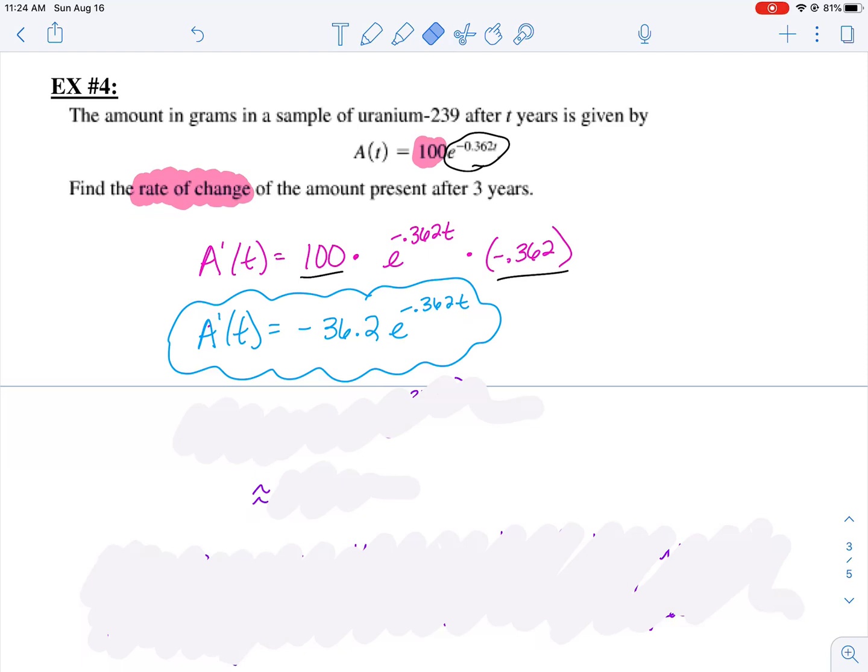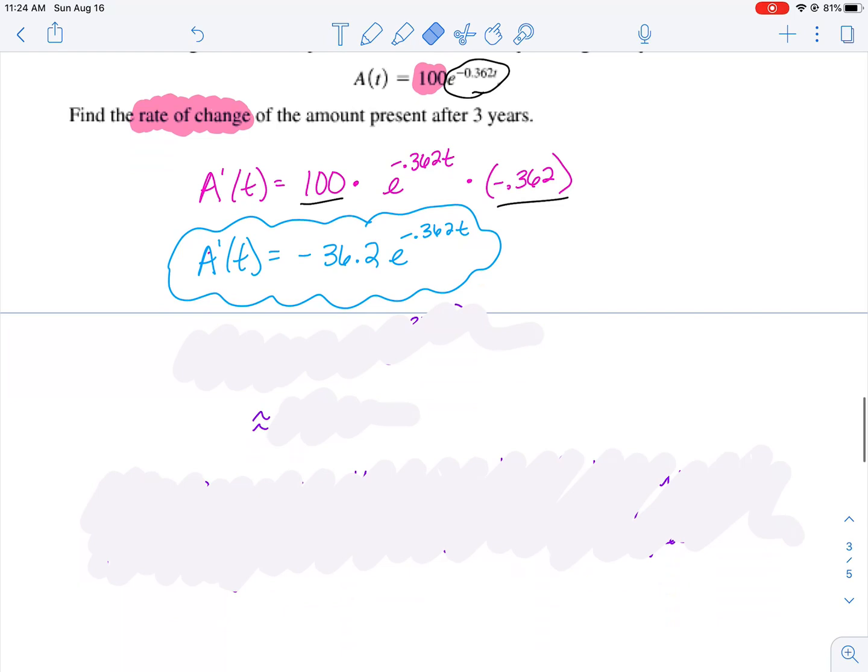How is the amount of uranium changing? Is it growing or is it decreasing? It asks us specifically to find the rate of change after 3 years. So as soon as 3 years hits, what's happening with the amount of uranium? Is it getting more or is it getting less? That means I'm going to take 3 and plug it into my derivative so I can figure out the rate of change at 3 years.